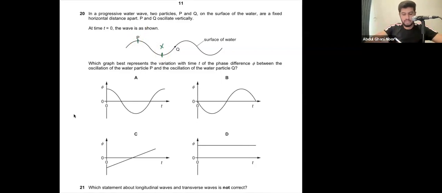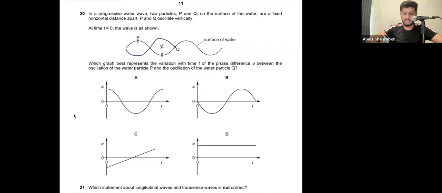Now I hope you know that particles only move up and down, particles do not move forward and backward. So it's a progressive water wave. The particles only move up and down. Energy moves forward. What happens some time later is that the wave changes its shape.